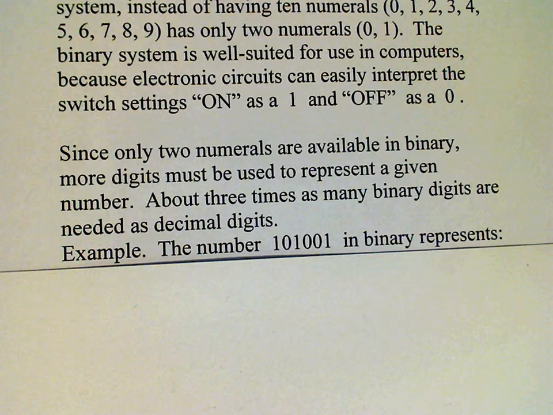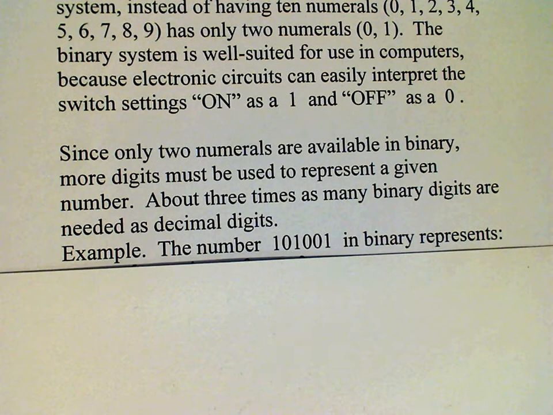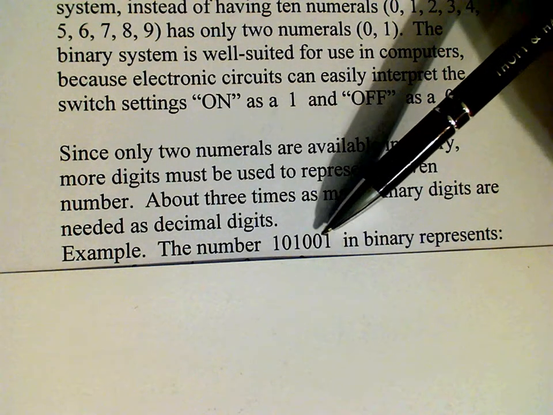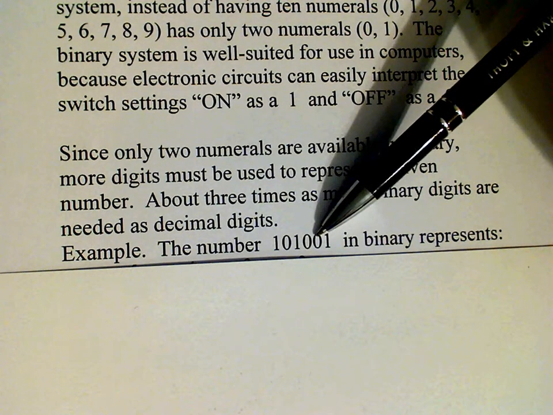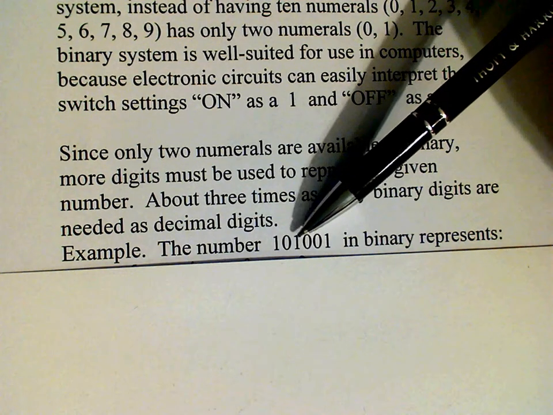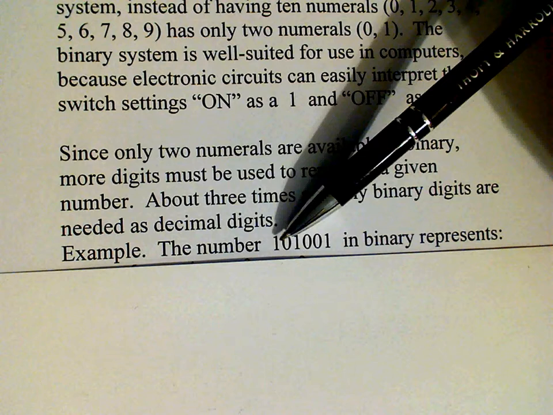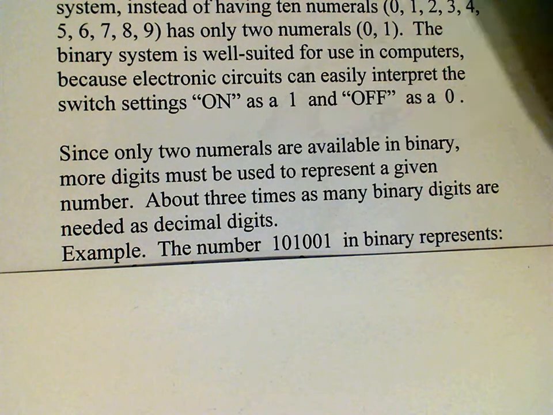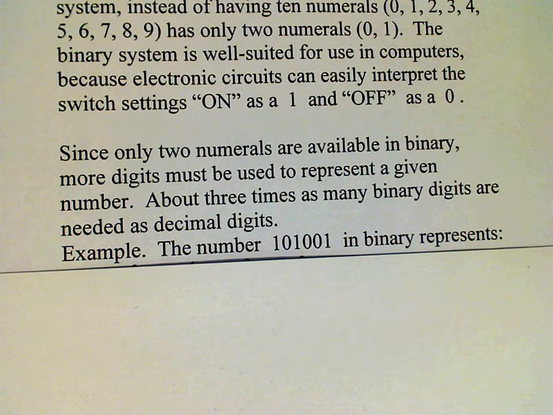Okay, so for example, we have the number 101001 in binary. Okay, so what does this binary number represent? Well, we have 1 unit, and this would represent 2s, 4s, 8s, 16s, and 32s. So that means we have 32 plus 8 plus 1, or 41 in decimal.